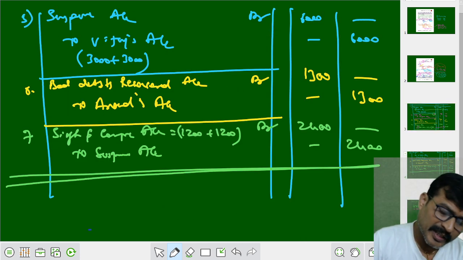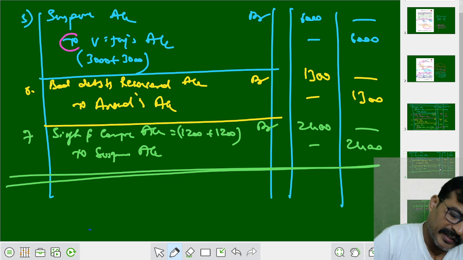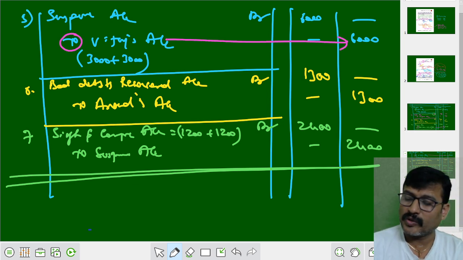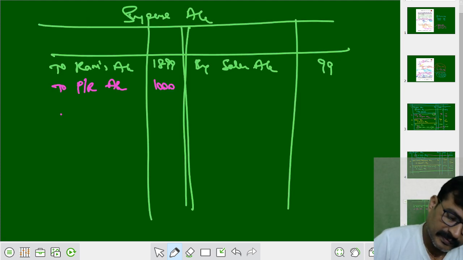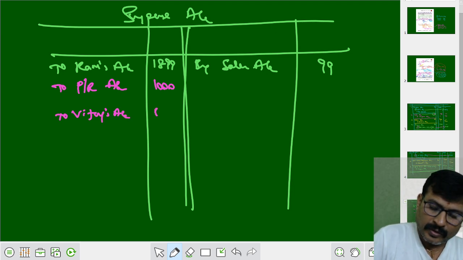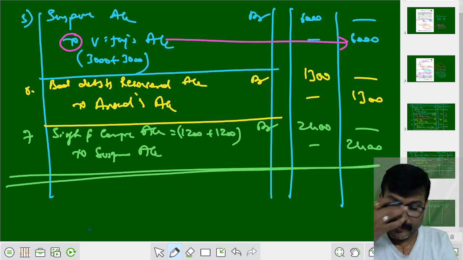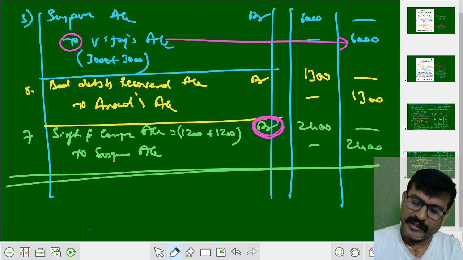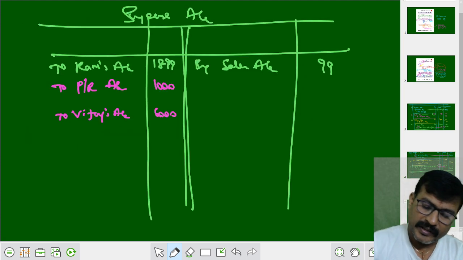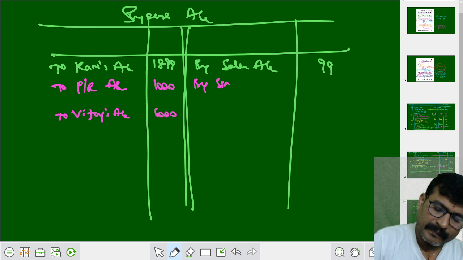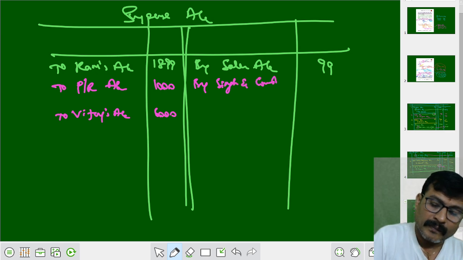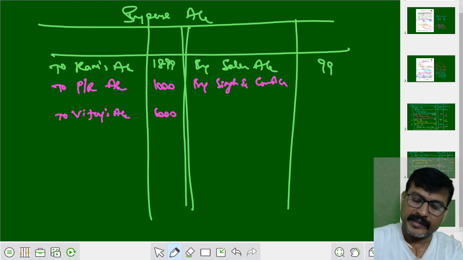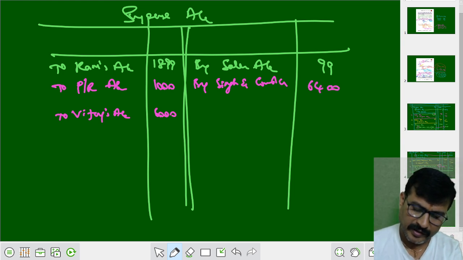Next, suspense account debit to Vijay. Vijay is in the credit of the journal, so he comes to the debit of the ledger. To Vijay's account, rupees 6000. Next, bad debts recovered to Anand, no suspense. Singh and Company to suspense. Singh and Company is in the debit of the journal, so it goes to the credit of the ledger as by Singh and Company account, an amount of rupees 6400.